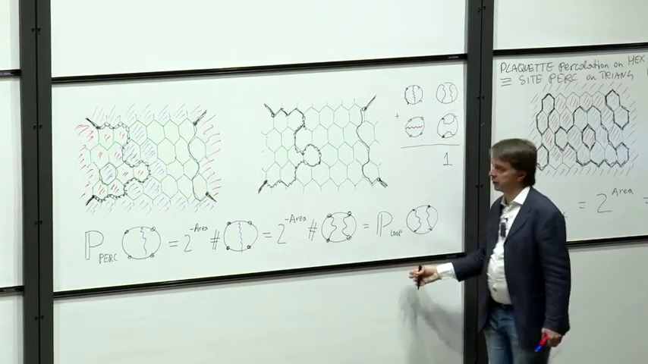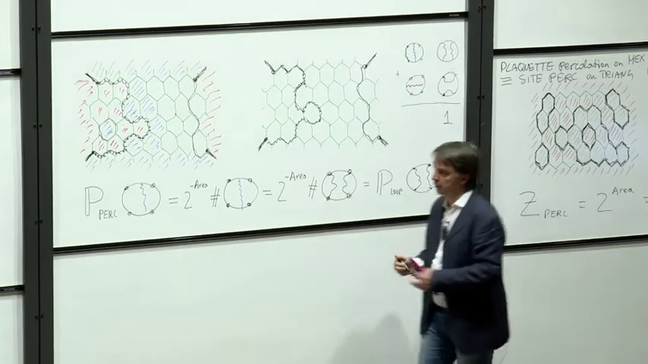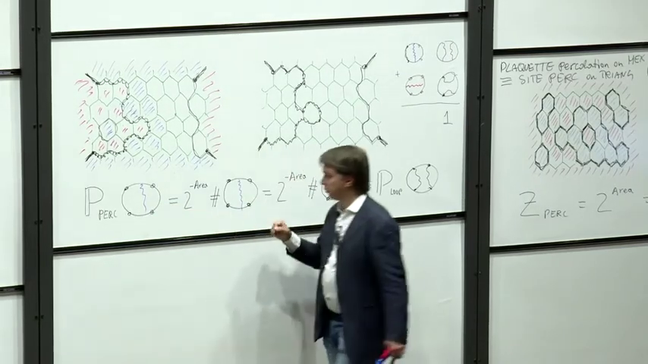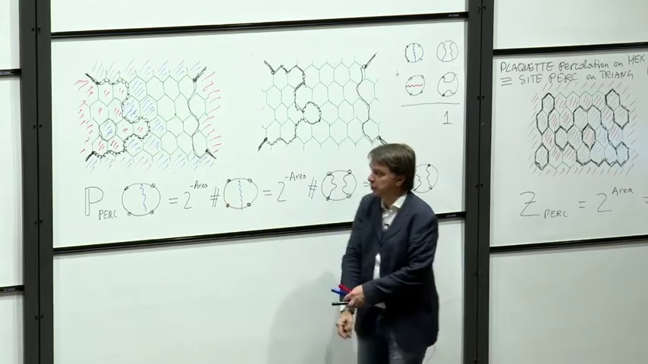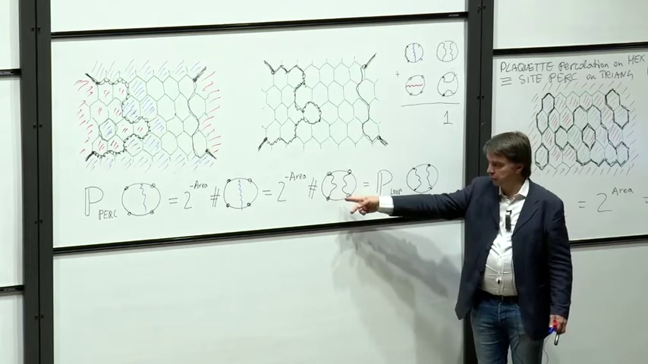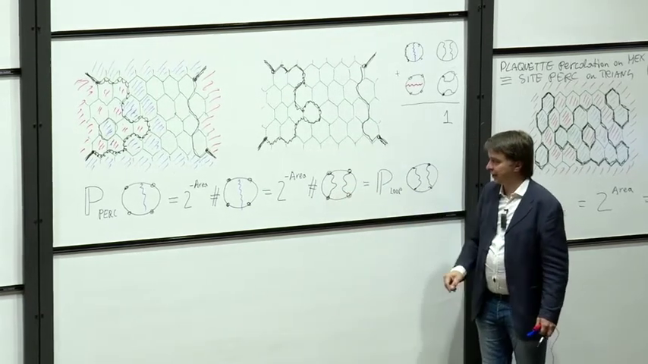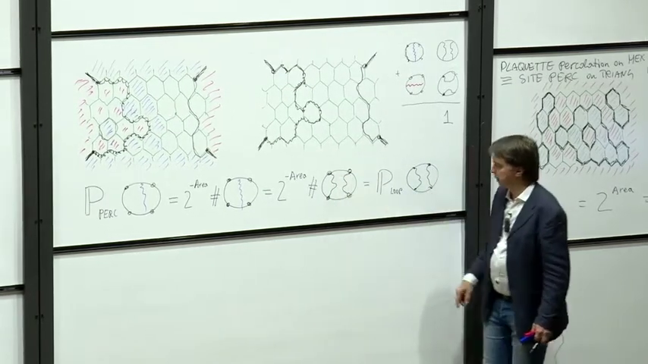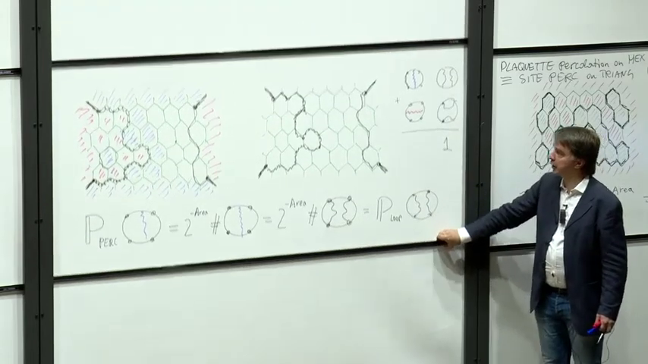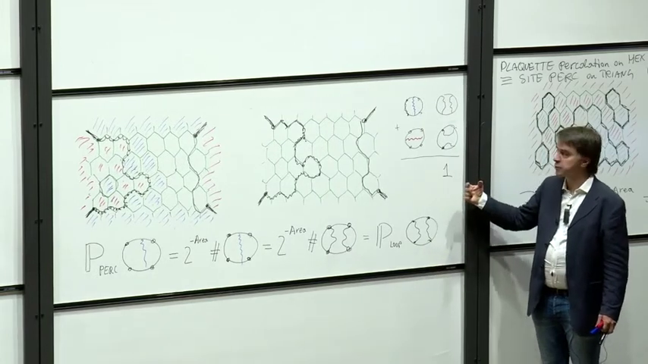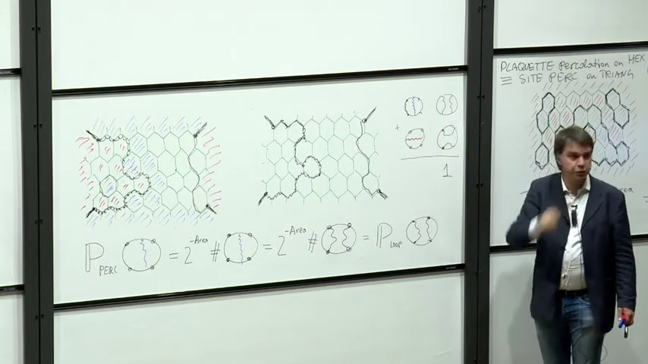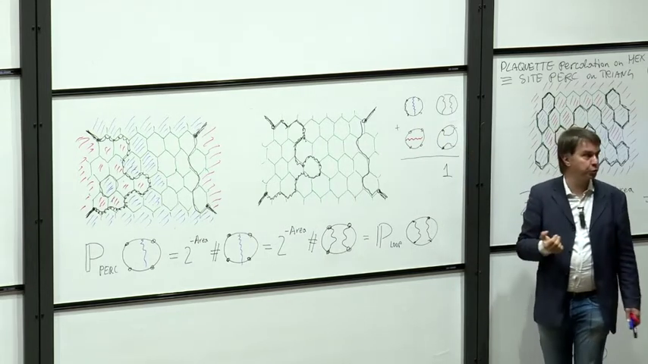So essentially we have now proved that the probability in percolation to connect two opposite sides in blue is equal to the number of such configurations divided by the exponential of the area, which in the language of the loop model is the number of configurations where you have this connection A to B, C to D, which is the probability in the loop model that there is this connection. And the complementary thing is that the red goes sideways. This is actually the reason why PC is equal to 1/2.